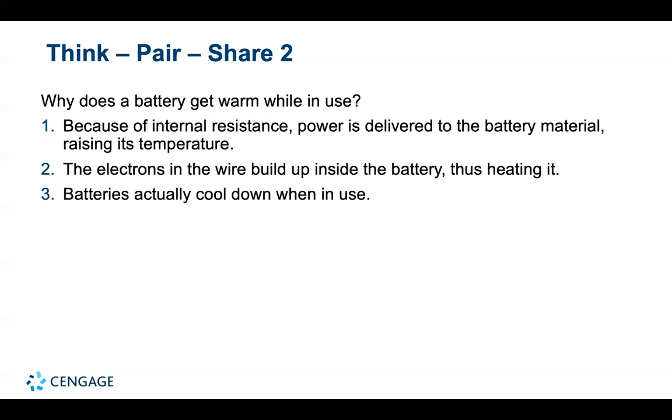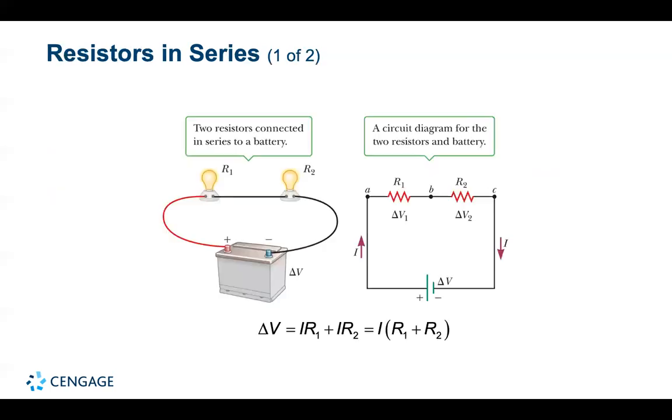Why does a battery get warm when it's in use? Something to be thinking about. And the answer is because of internal resistance, power is dissipated through the battery material, raising its temperature. This is the rationale behind that.